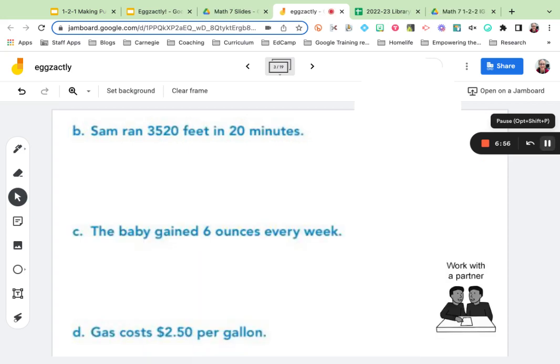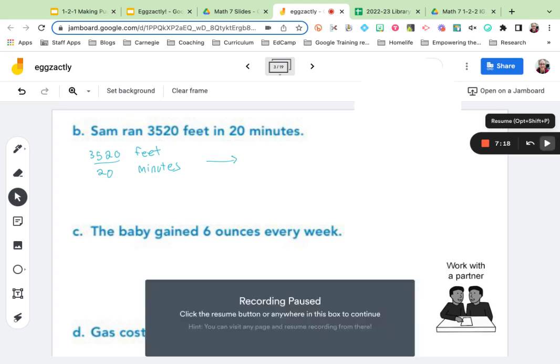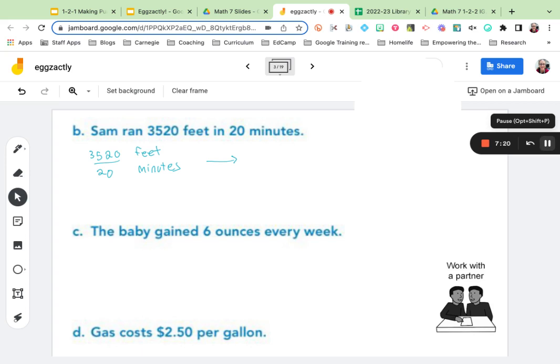Now, on the next example, we're going to have to think a little bit because we could just compare feet to minutes. Let's think about that. And feet to minutes would be 3,520 feet compared to 20 minutes. But you know what? That is not a complex ratio. It doesn't have a fraction in the numerator or in the denominator. But what if instead of knowing the number of feet in minutes, we wanted to know the number of feet in hours? So the feet per hour. Well, let's think about that.